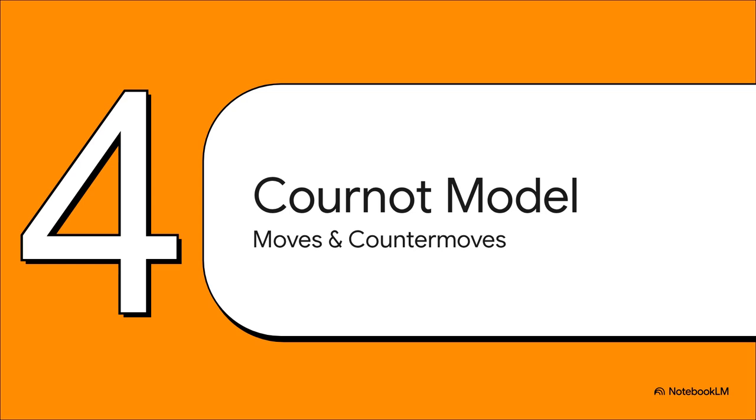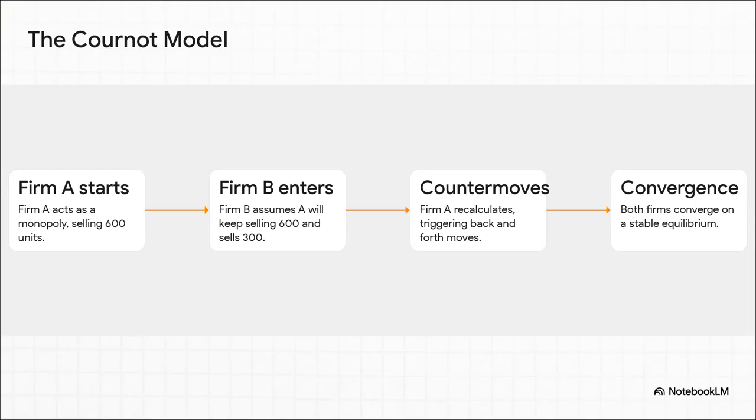Let's look at one of the most famous of these behavioral models to see how economists try to predict this complex dance: the Cournot model. To keep things nice and simple, we're going to assume we have exactly two firms selling identical spring water produced at absolutely zero cost. So the crucial point here is how this plays out step by step.